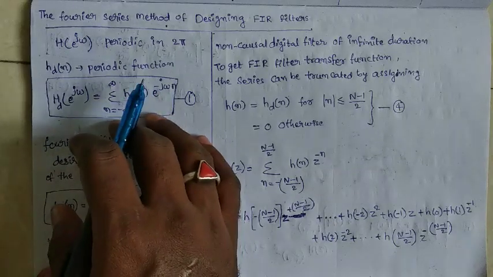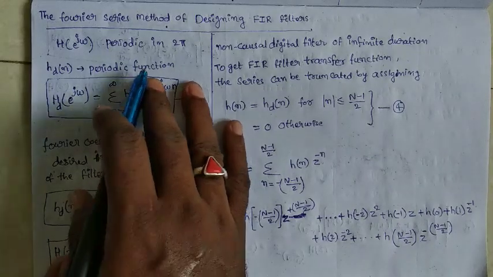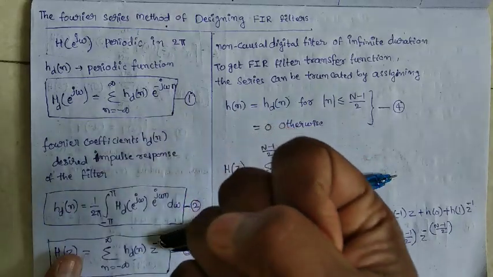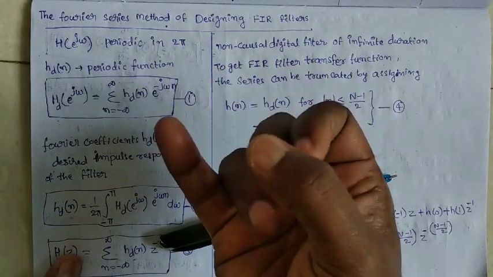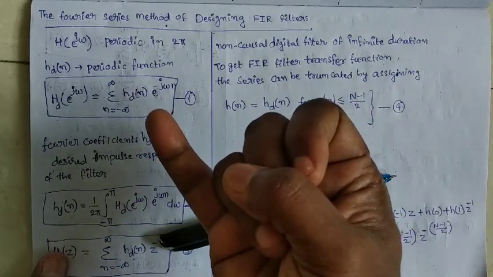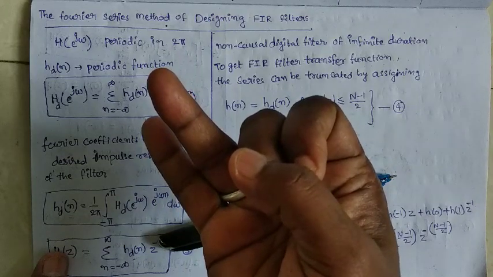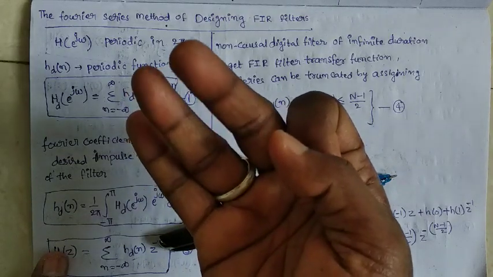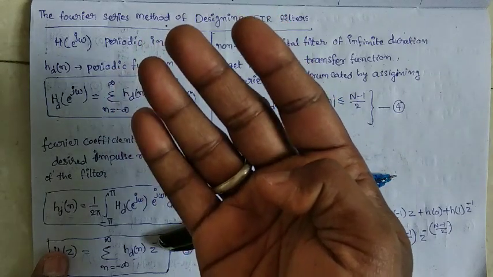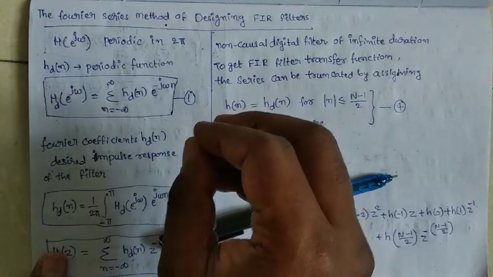In the previous section, we determined the frequency response of linear phase FIR filters for the four cases. The first is a symmetrical impulse response with N odd, and the second is a symmetrical impulse response with N even. Similarly, an antisymmetrical impulse response with N odd, and an antisymmetrical impulse response with N even. For these four cases, we determined the frequency response.